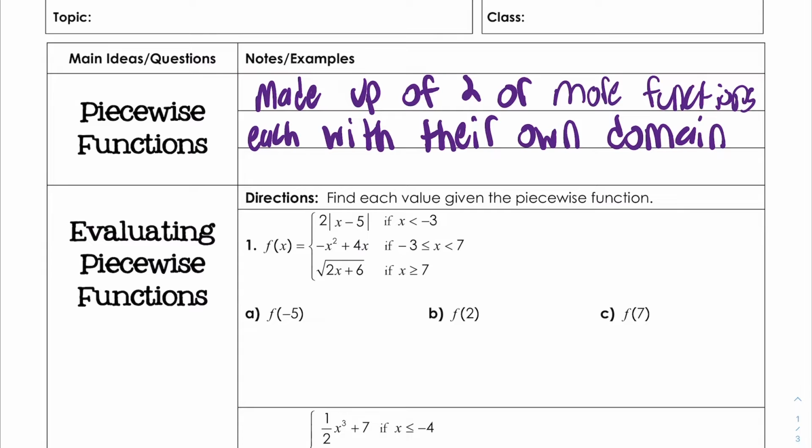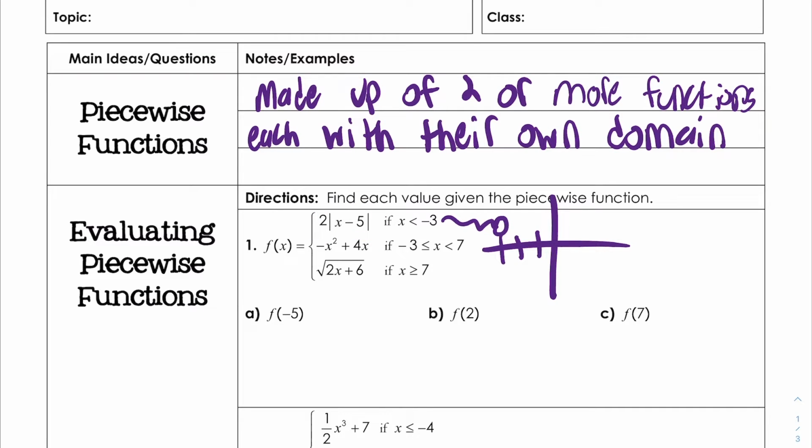And you can see that with this first example, where it says f of x equals, and then we got these three different equations, three different options. The top one says 2 absolute value of x minus 5 if x is less than negative 3. So that would mean that on the x-axis, when we have negative 3, something is going to happen over here, and that something is going to come from this first section of f of x. Once you get to the negative 3, that purple function is going to stop, and then it's going to pick back up with the middle function.